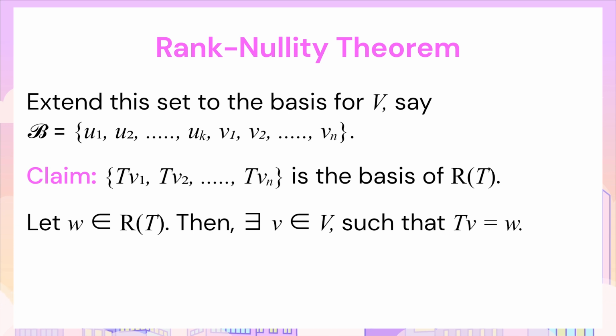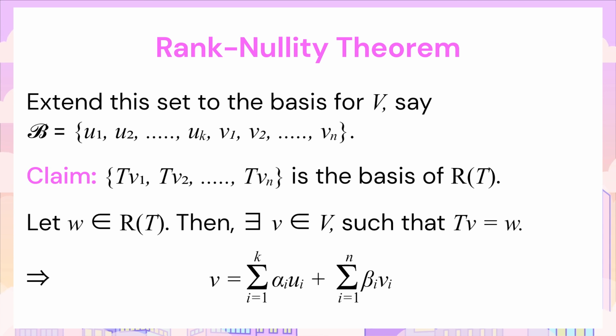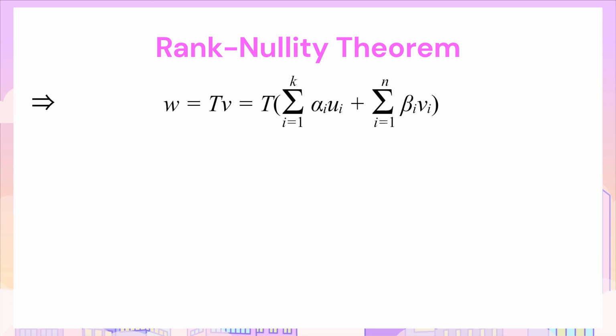Since we've already considered B as the basis of V, the vector v can be written as the linear combination of all the vectors in B as follows. Here, alpha i's and beta i's are scalars in the field under which the vector space has been defined. So, we get v is equal to sigma running from i equals 1 to k of alpha i ui plus sigma running from i equals 1 to n of beta i vi. Now we'll operate on v under T, which is also equal to w.